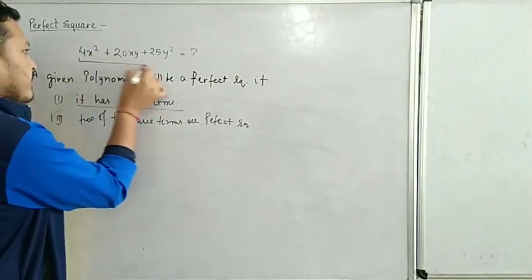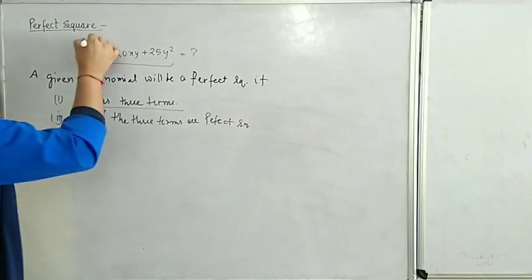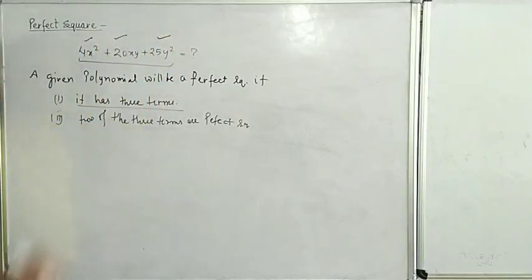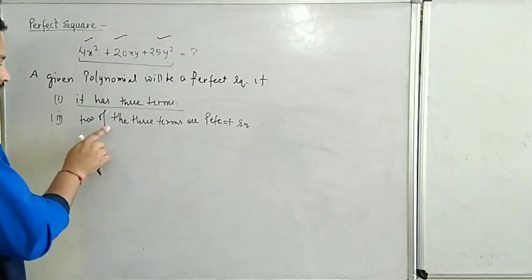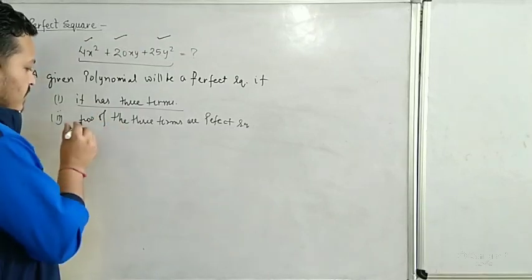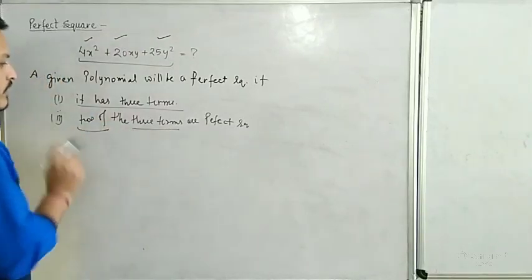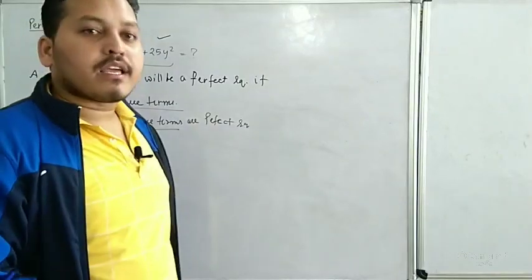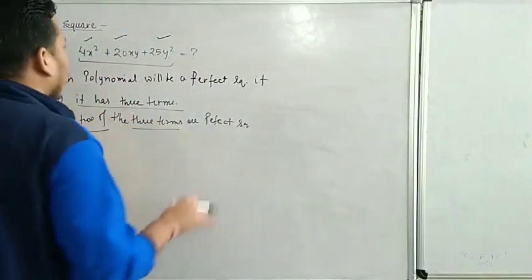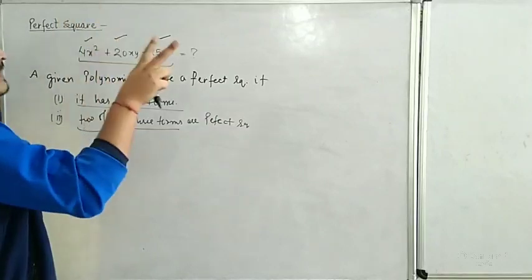So how many terms are given in this expression? First term, second term, third term. One condition is satisfied. Second condition, 2 of the 3 terms, मतलब 3 term में से 2 terms are perfect squares. इनमें से 2 perfect square होने चाहिए.